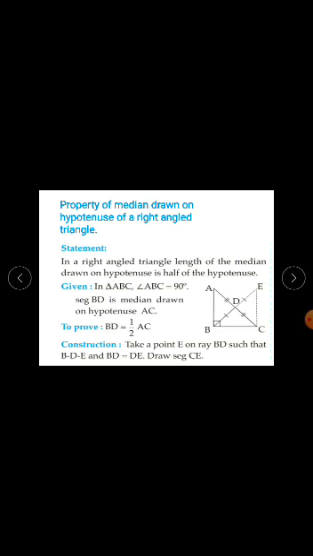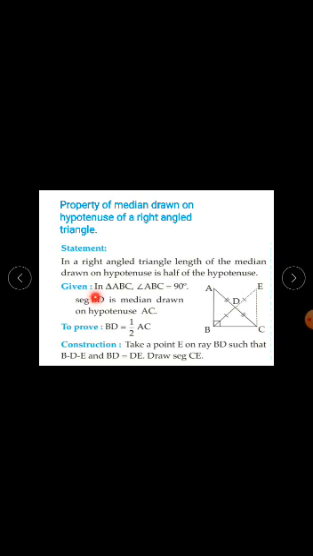Now, next theorem: property of the median drawn on the hypotenuse of a right angle triangle. The statement is: in a right angle triangle, the length of the median drawn on the hypotenuse is half of the hypotenuse.